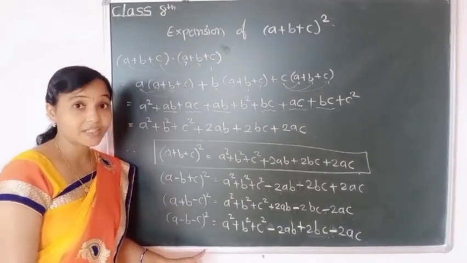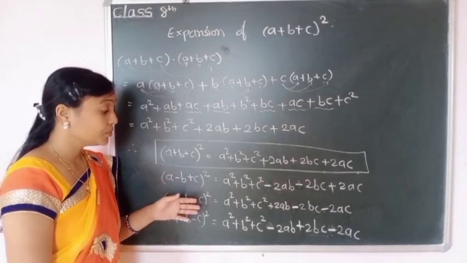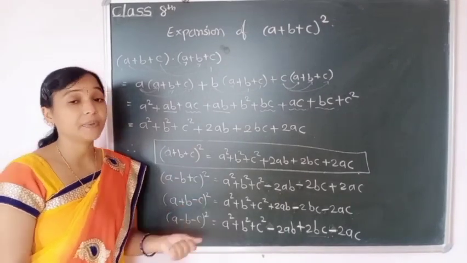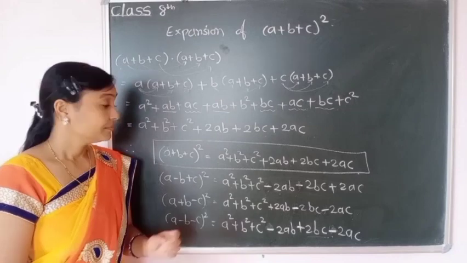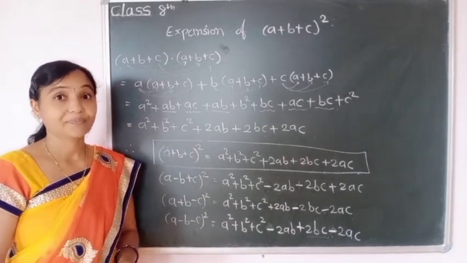These are the shortcut keys. If you want, you can use them, otherwise you can multiply also. So this is the expansion of (A plus B plus C) square. Okay.